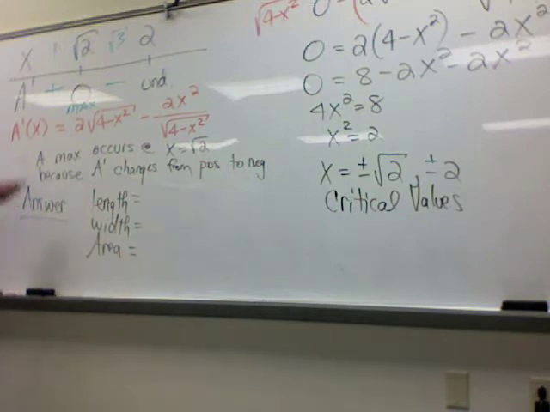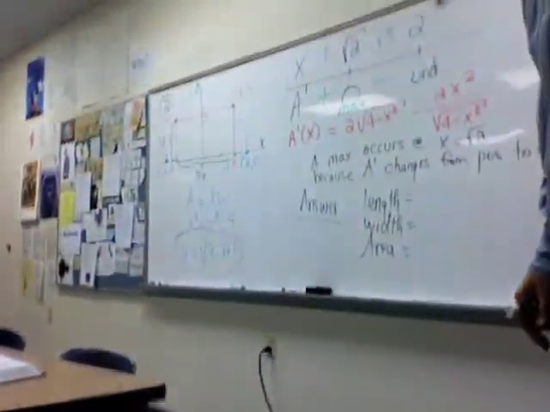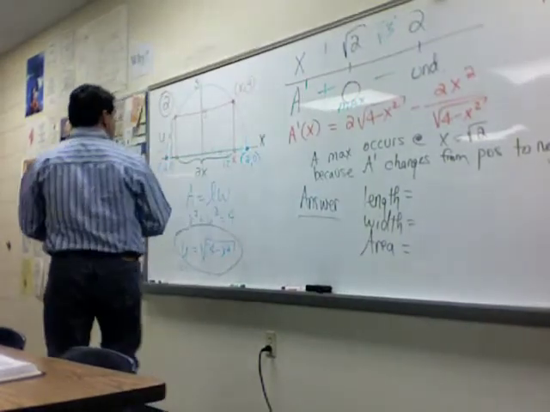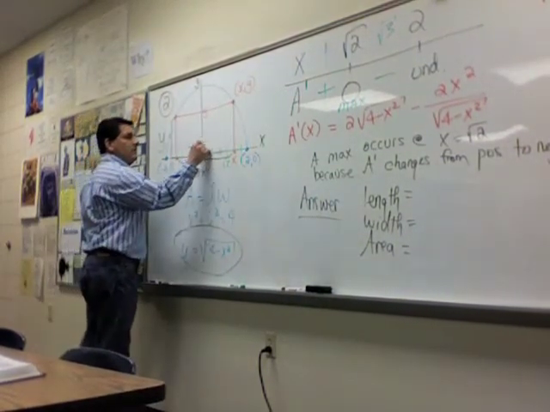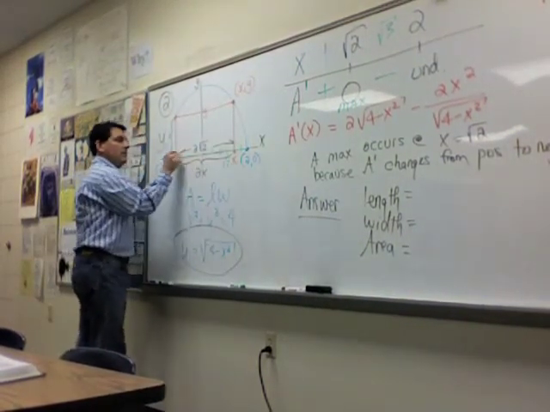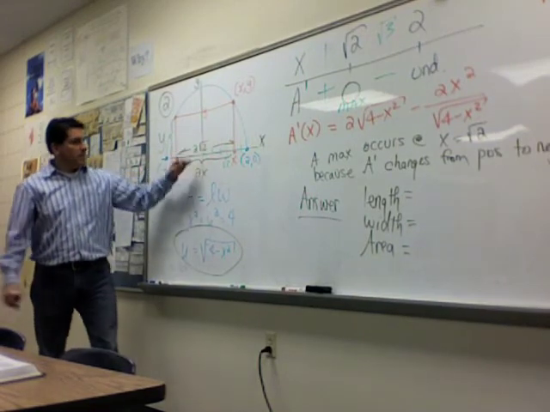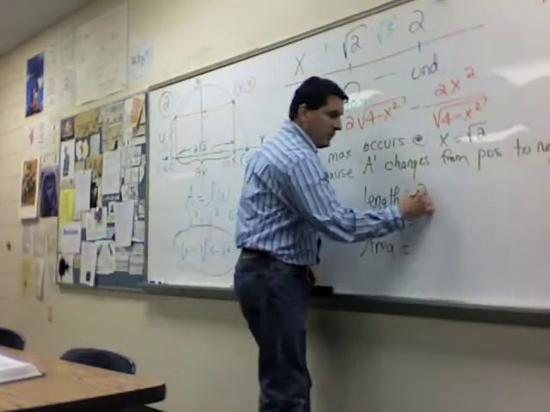Okay, back to the original rectangle. What is the length of the rectangle? 2 square root of 2 is correct. Because x is the square root of 2, we just figured that out. And so the length is 2 square roots of 2.